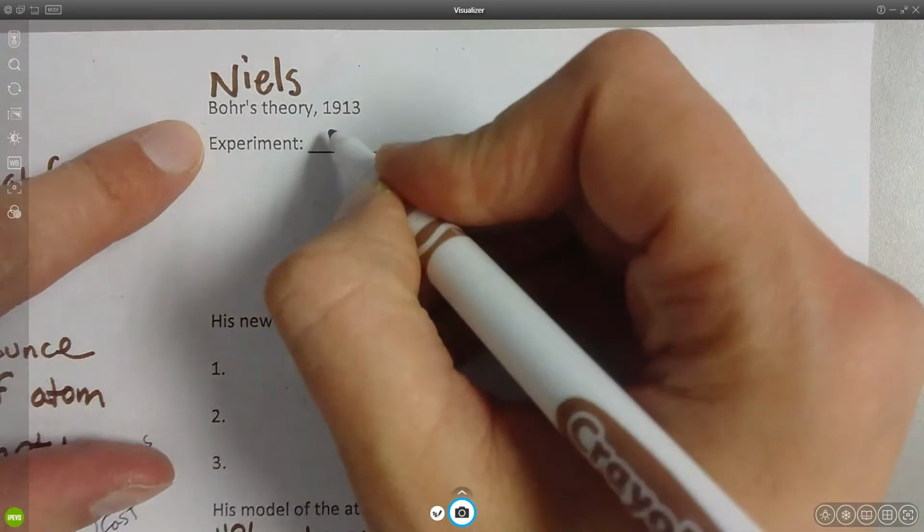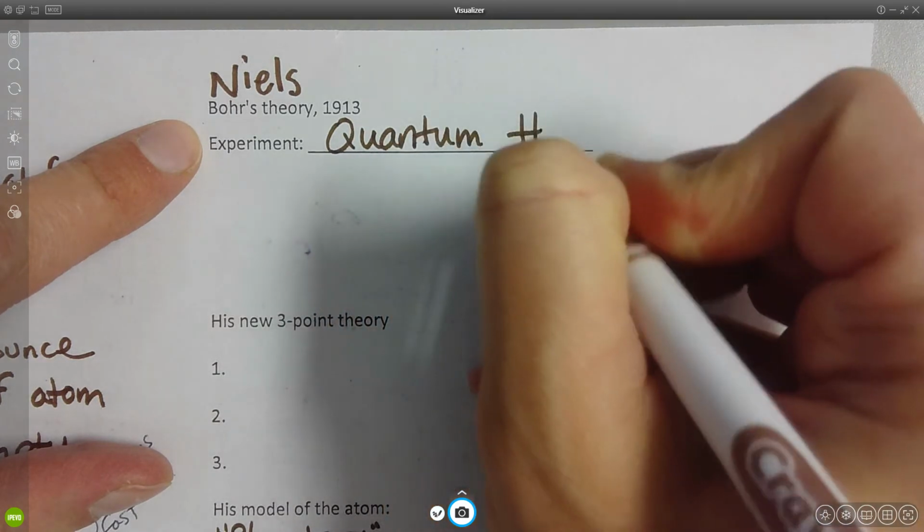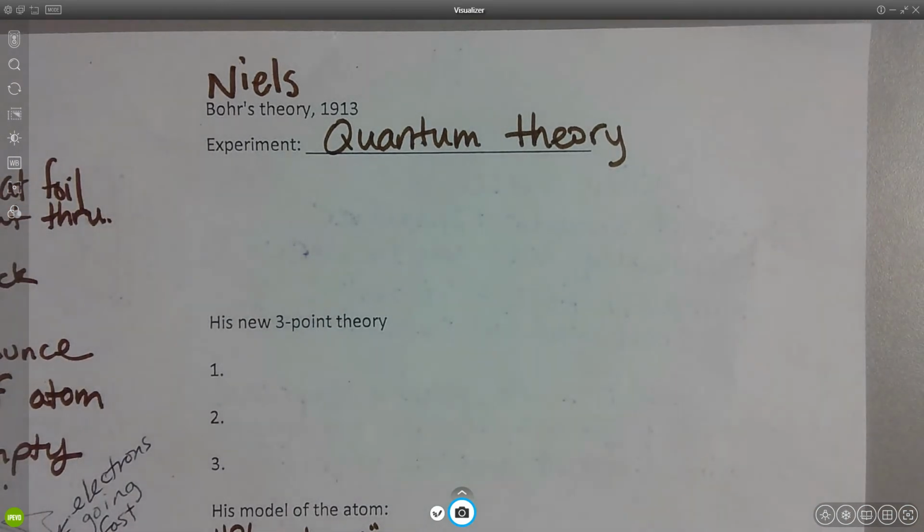So his experiment is called the quantum theory. Is that where quantum physics comes in? Yeah. So this is where the water between physics and chemistry gets kind of muddy. And this is where we also start to get into some pretty complicated mathematics that we will not learn in this class. In order to really understand quantum theory, you have to understand a lot of math that's way above where you guys are right now, like calculus and higher than calculus.